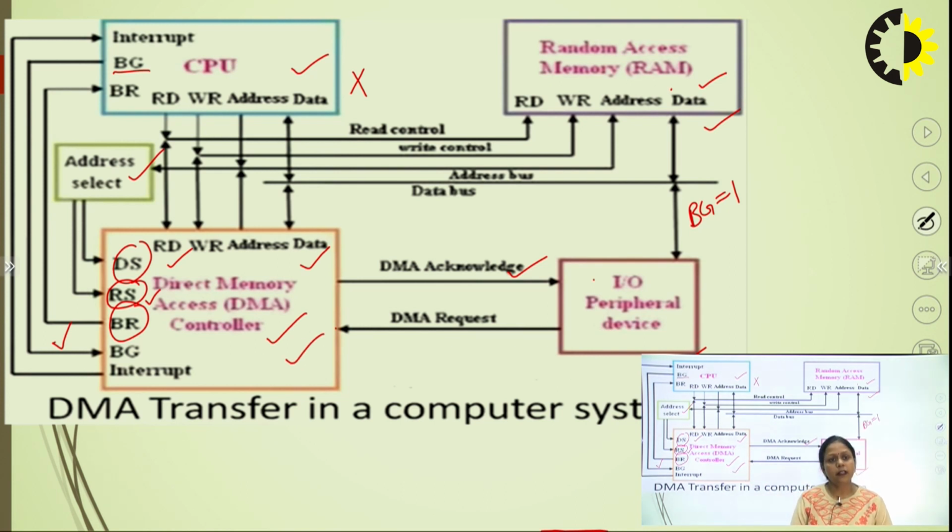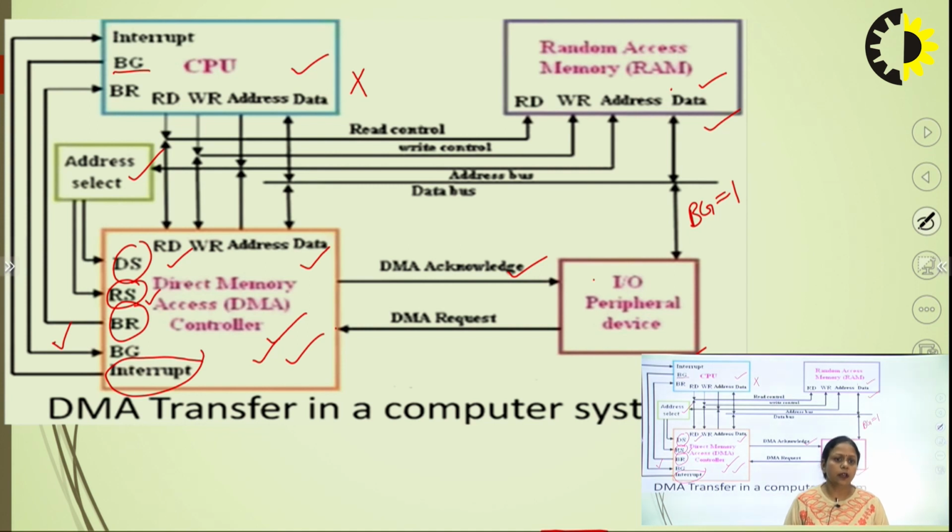Now, for example, if we want to transfer the data from the RAM to the input output device, then 5 words will be transferred from the RAM to the input output device. Now, after the completion of data transfer, what will happen? The DMA controller will send an interrupt signal to the CPU to give the information about the completion of data transfer, because now the data transfer is completed.